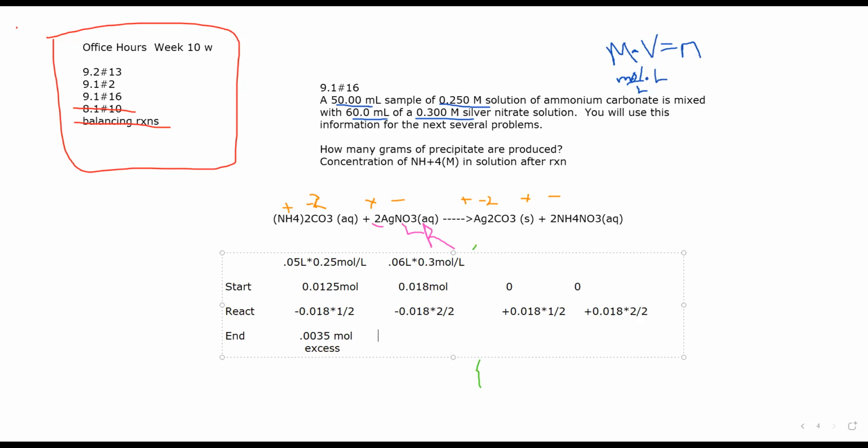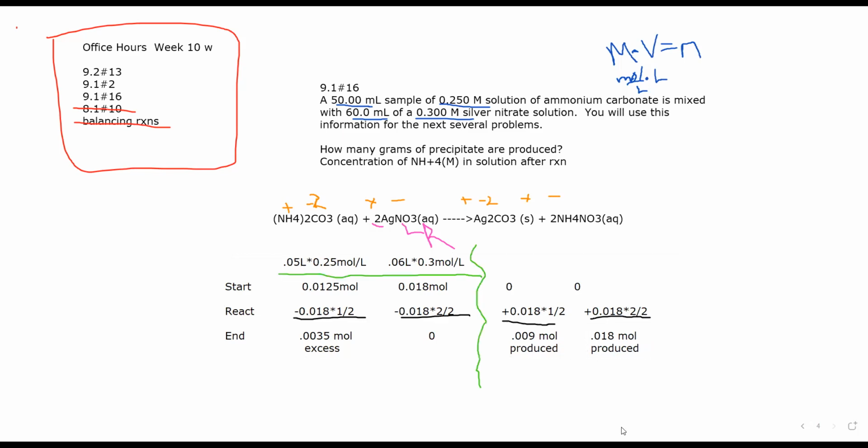This one is going to be 0 excess. This is going to be 0.009 moles reduced. And this one is going to be 0.018 moles reduced. And that's all just getting it to the point where we can even start to think about number 16.